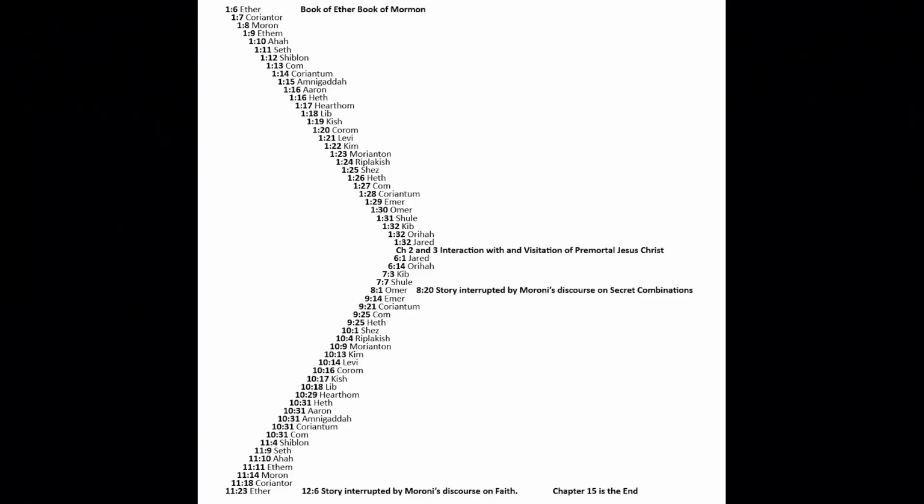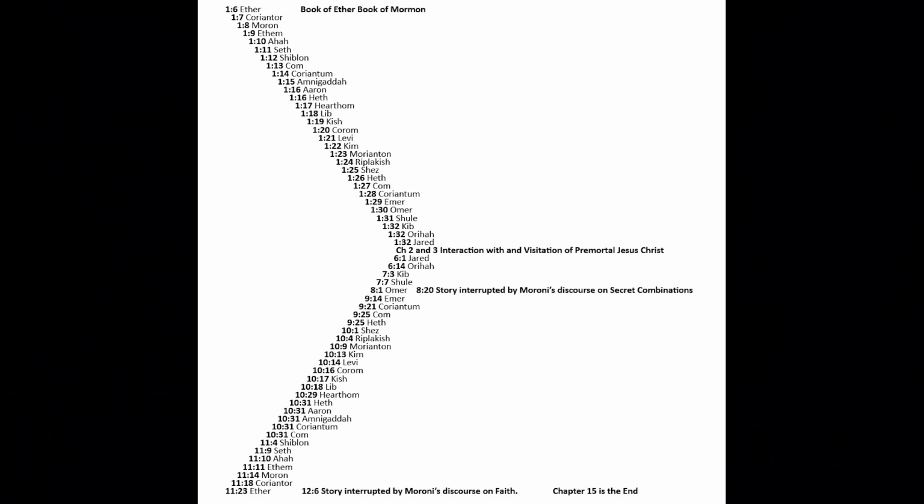Today we're going to be talking about the chiasmus that forms a structure for the entire book of Ether. So what you see on the screen here is the chiasmus structure. It is formed by the genealogy that is presented in chapter 1 of the Book of Ether.